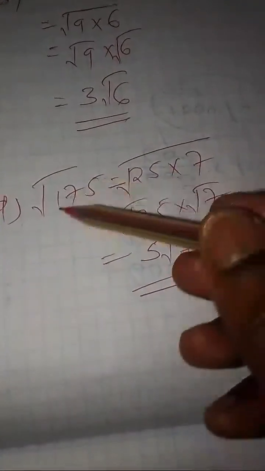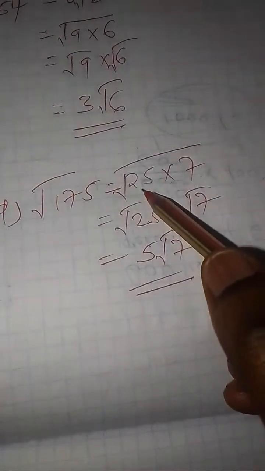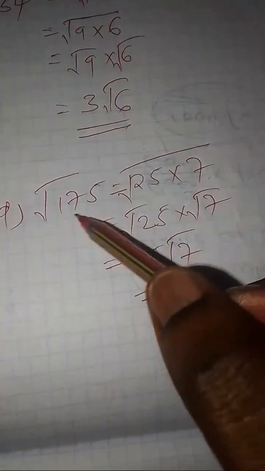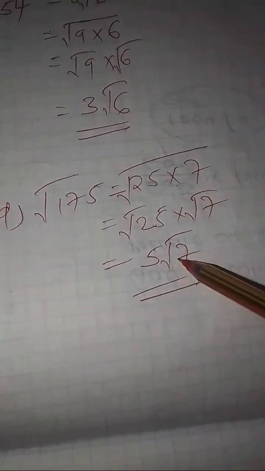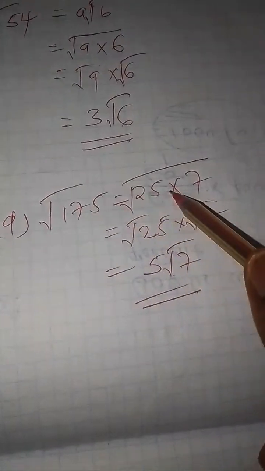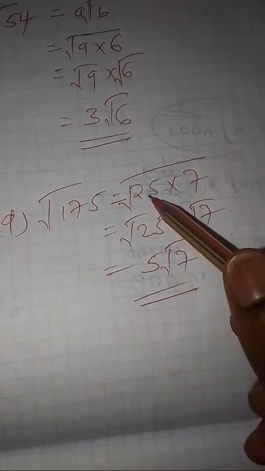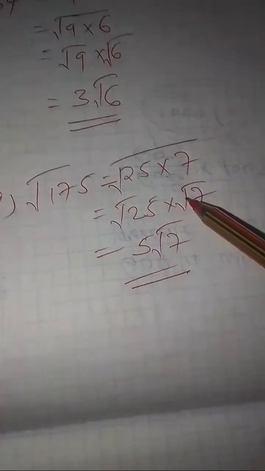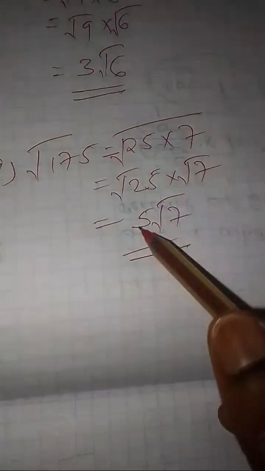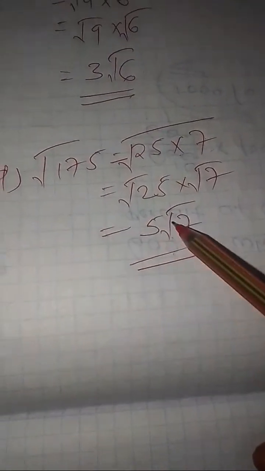So this is how we work. We must find at least one of the numbers that has a square root to help us solve this. That's why we say root 175 is the same as 25 multiplied by 7. So we have root 25 on its own multiplied by root 7 on its own. The answer is 5 root 7.